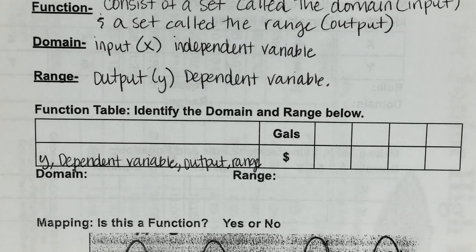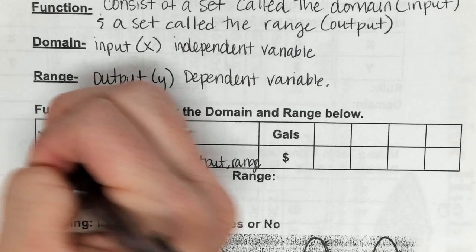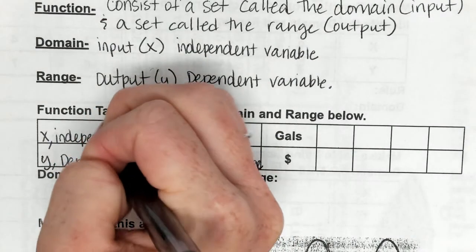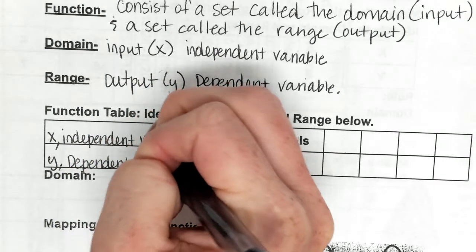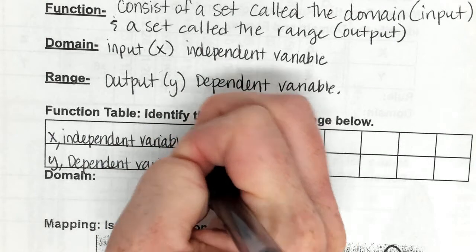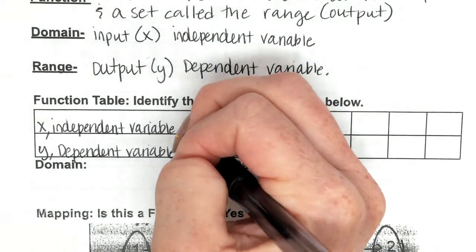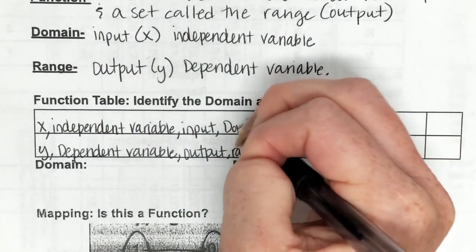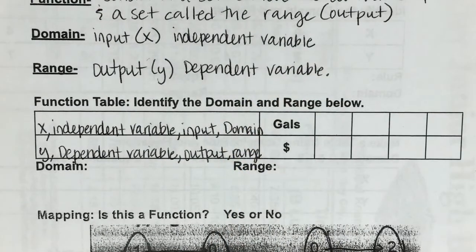So if the money is dependent, then the gallons is independent. That's going to be your X, your independent variable. Also known as your input, also known as the domain. So you just learned 6 new vocabulary words, but 3 of them mean the same thing.